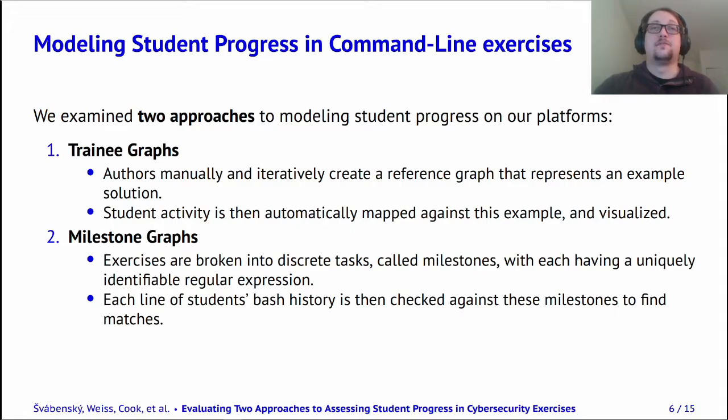The first approach, implemented by the contributors to the CRP platform, results in generating what we call trainee graphs. Trainee graphs are produced by comparing each student's activity against an example solution, which we call a reference graph, that is created by the author of the exercise. Reference graphs can be understood as a linear series of state transitions where a student begins an exercise and the solution is a series of steps that incrementally brings them closer to the end of the exercise.